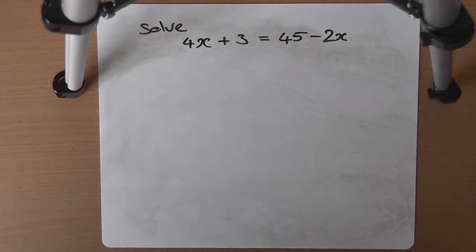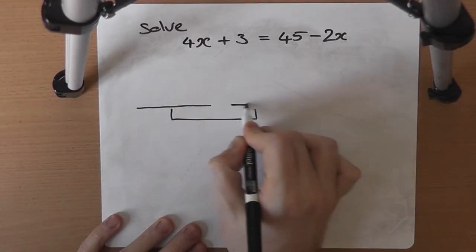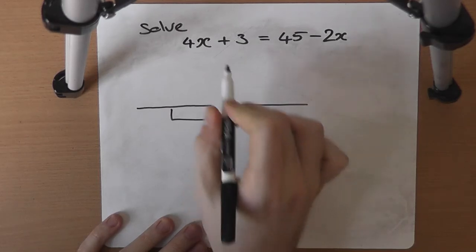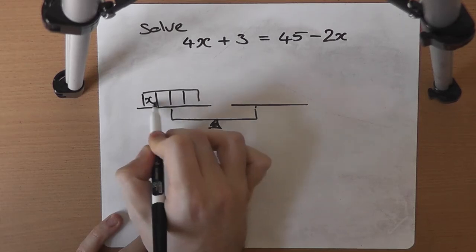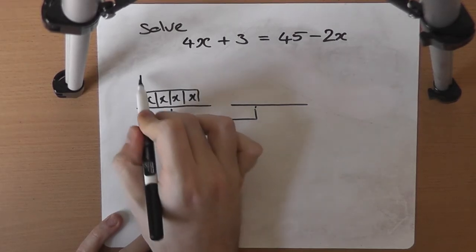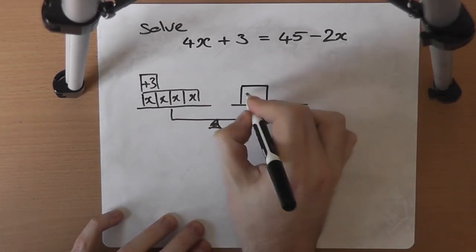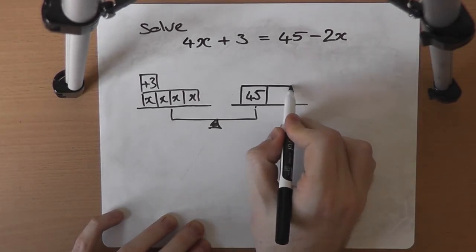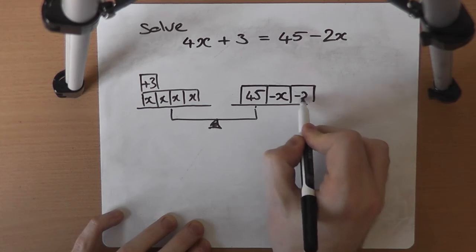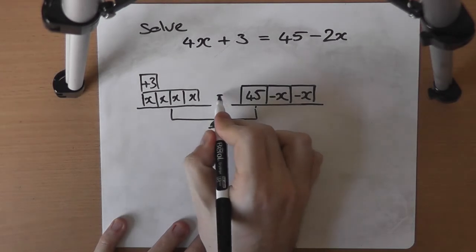Solve 4x plus 3 equals 45 minus 2x. So we need to set up our scales and sketch out what we've got then. On the left then we've got 4 x's, and we've got a plus 3. And on the right hand side we have got a 45, and we have got minus 2x, or rather a minus x and another minus x. That's 2 minus x's that we need to use there. That's the minus 2x. They are equal to each other.